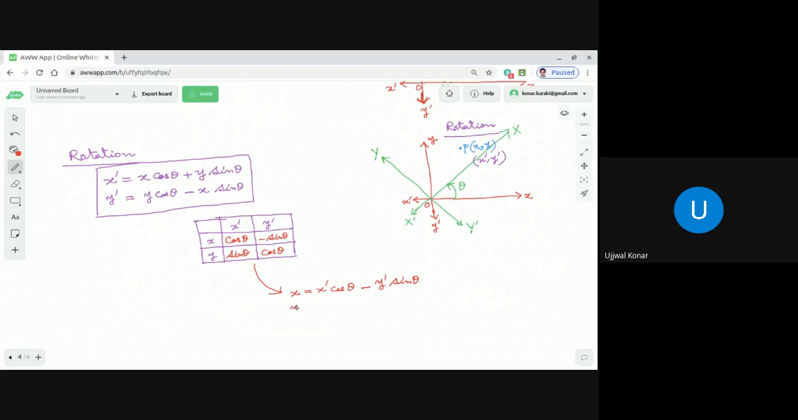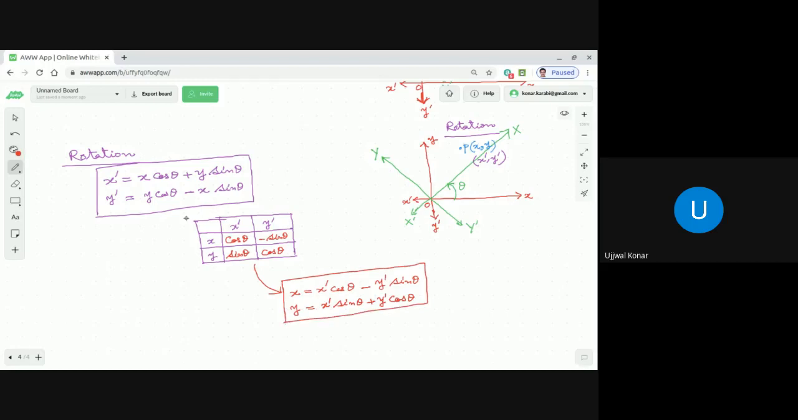And why you can write that: you understood x is equal to x dash cos theta plus y dash into minus sin theta. That means x dash cos theta minus y dash sin theta. Similarly, we can find y is equal to x dash sin theta plus y dash cos theta. This is the way you can find x and y.